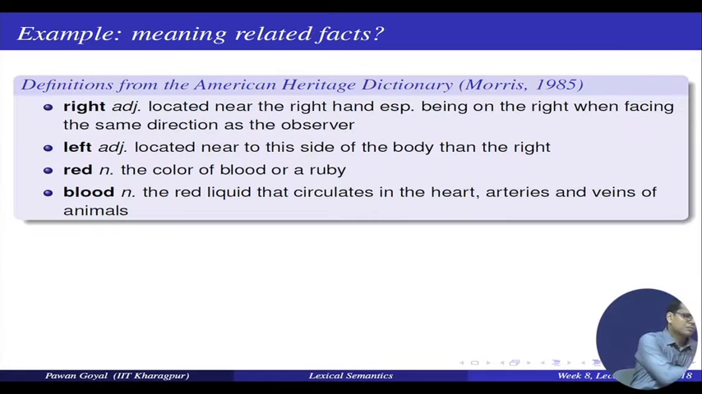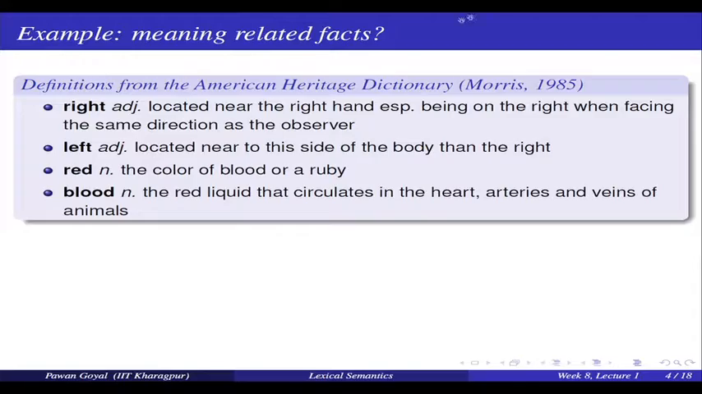So now, what are the various meaning related facts you can extract from the way the lexemes are defined in my dictionary? Let's take some examples from this American Heritage Dictionary. This is the 1985 version, and we are seeing four different entities here: right, left, red, and blood. There are four different lexemes in this dictionary, and some meanings of these entities are also provided.